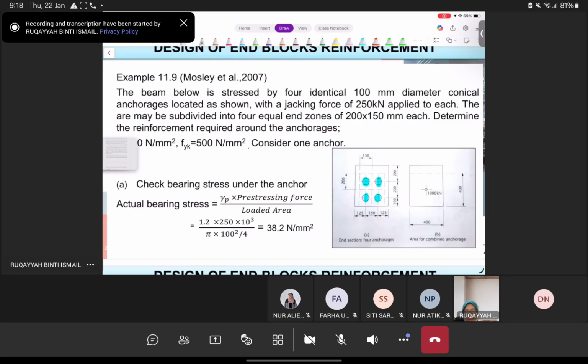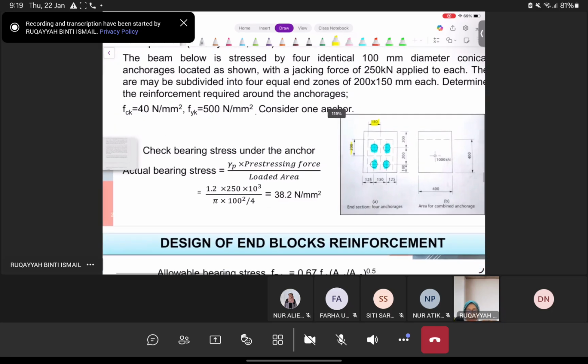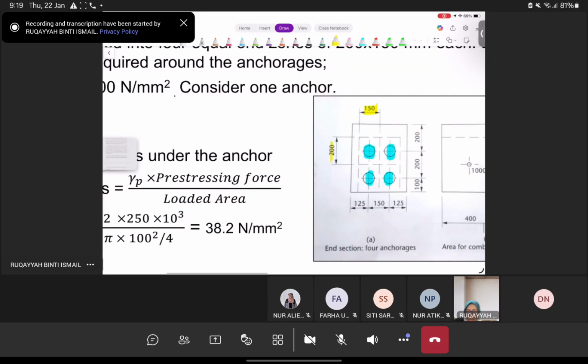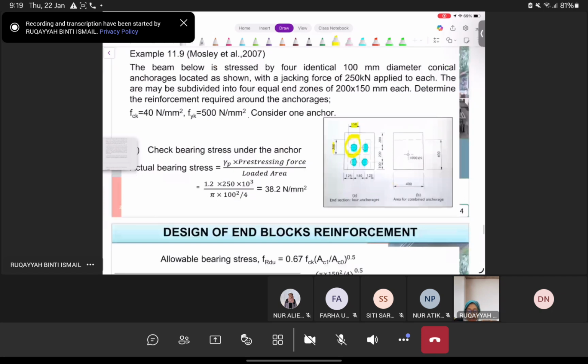So the area may be subdivided into 4 equal end zones, which is 200 times 150 mm each. So you have the equal zones, meaning it is divided by the area according to the anchorage. So determine the reinforcement required around the anchorage, how much you want to provide. At this point, you have the values of concrete strength, you have fy of steel 500, and consider one anchor. That means we will design for one anchor only. We don't design for every anchor because it's applicable, the same.